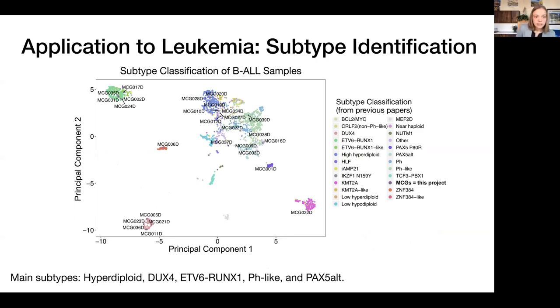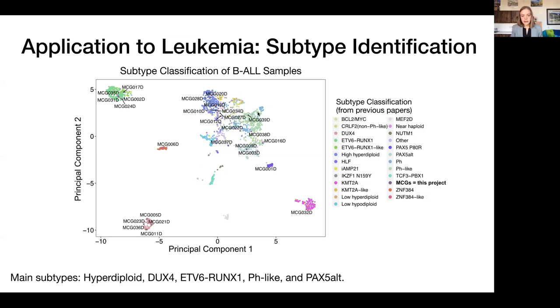So next, I applied the model to study 24 B-cell leukemia patients. First, I identified each patient's subtype by conducting principal component analysis of their 1,000 most variable genes and comparing it to about 2,000 previously identified samples.